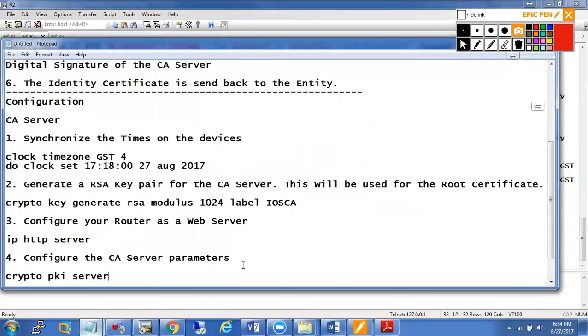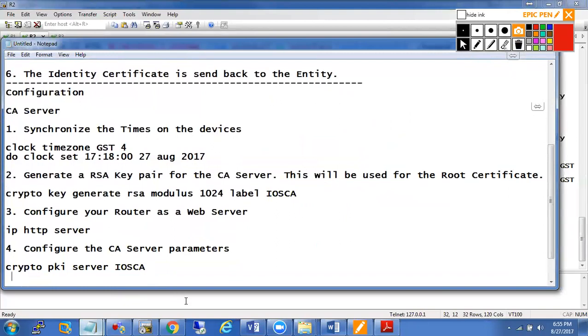PKI server, and you give it a name which matches the label of your root certificate. So that's where it knows which certificate to pick. You're going to specify where you want to store the certificates that you issue. Remember, somebody asked me a question, does the CS server keep track of the certificates it issues? Yes, it does. And you specify where you want to store it.